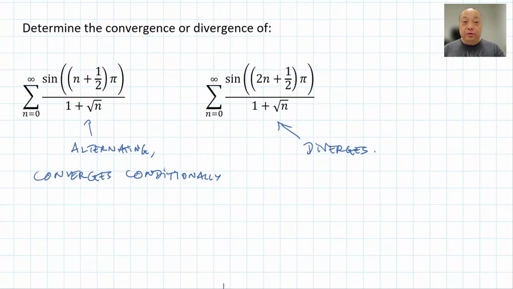So here's our answer. The first series is an alternating series, and it converges conditionally. And the second series diverges. As a matter of fact, the second series is the absolute value of the first series.